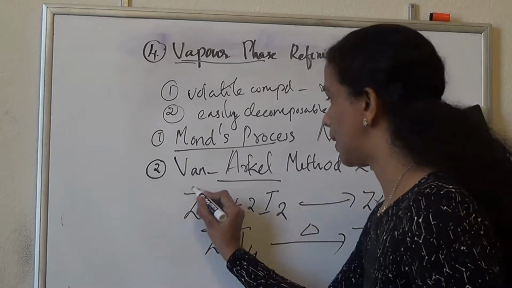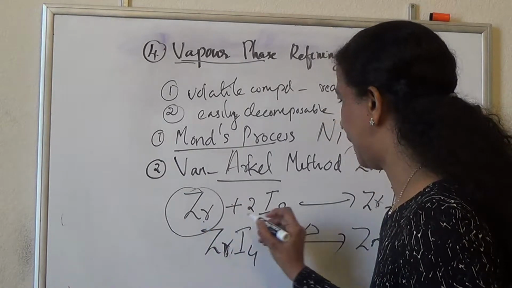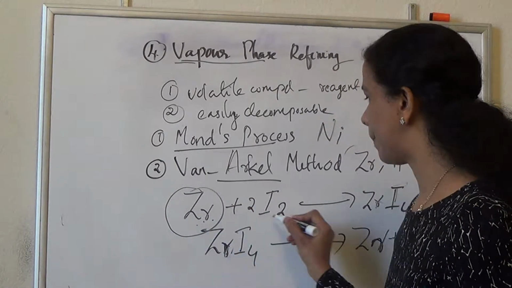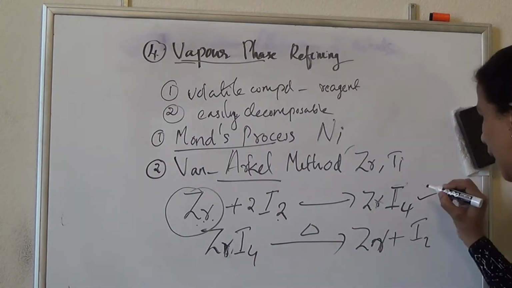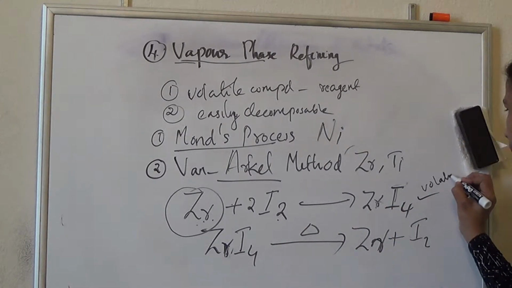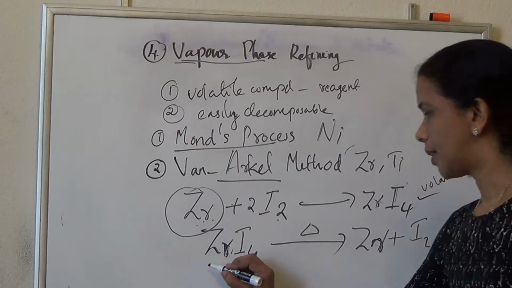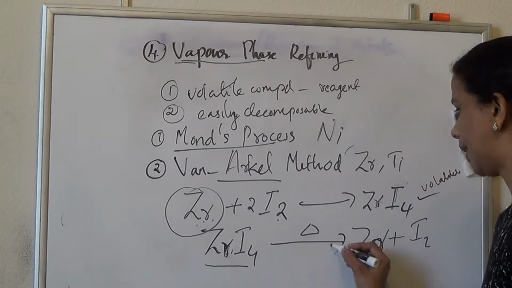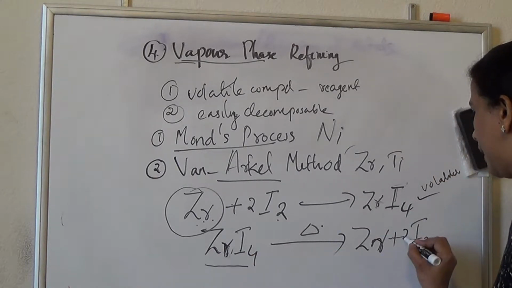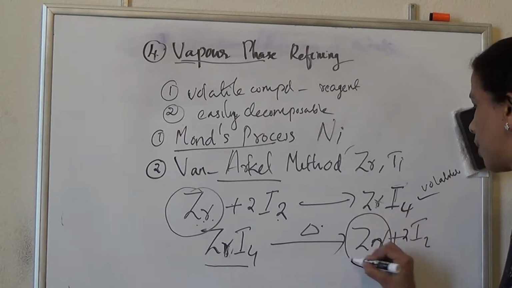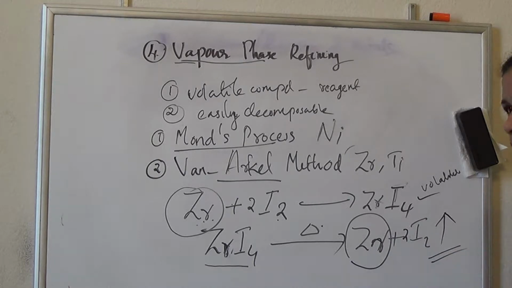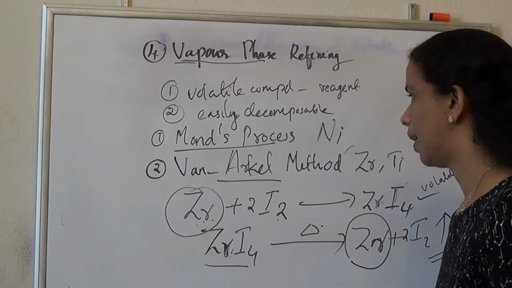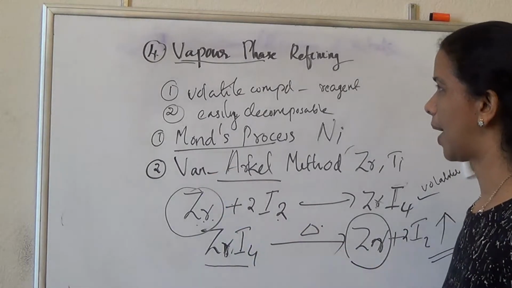So impure zirconium on heating: the zirconium metal combines with iodine to form zirconium tetraiodide, a volatile compound. This volatile compound is separated, and on heating it will decompose and produce pure zirconium, and the byproduct is iodine. At high temperature it will vaporize off. So this method is called the Van Arkel method.